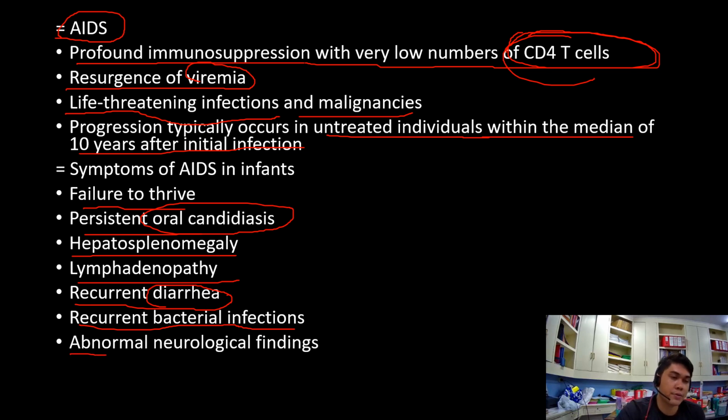Then there are also abnormal neurologic findings, regarding the target cells of HIV. One of the target cells is your microglial cells. And if the microglial cells are infected, that can cause abnormal neurologic findings.